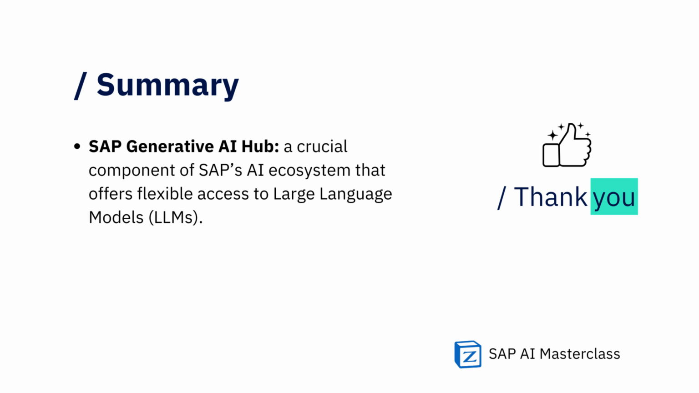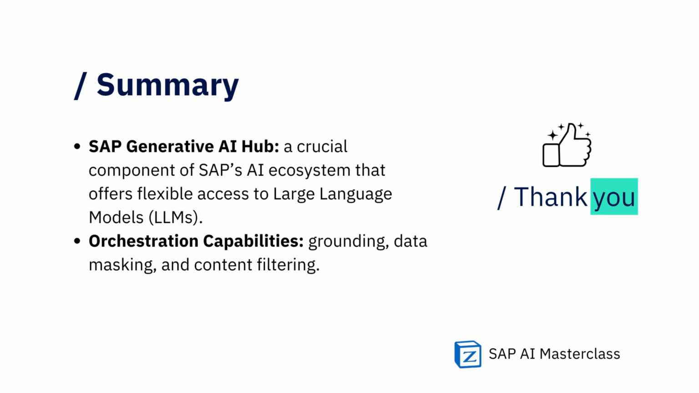In summary, we have explored the SAP Generative AI Hub, a crucial component of SAP's AI ecosystem that offers flexible access to large language models within the SAP Business Technology Platform, all built on SAP AI Core. We also delved into the SAP Generative AI Hub's orchestration capabilities, which enable features such as grounding, data masking, and content filtering.